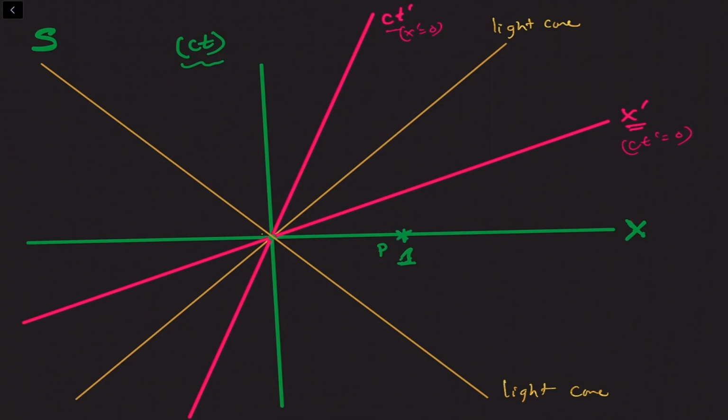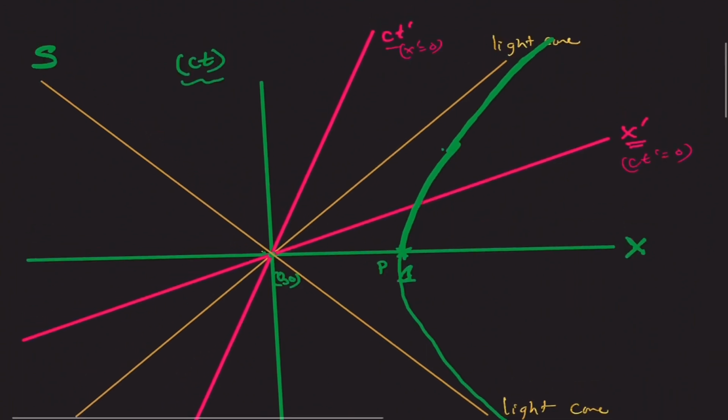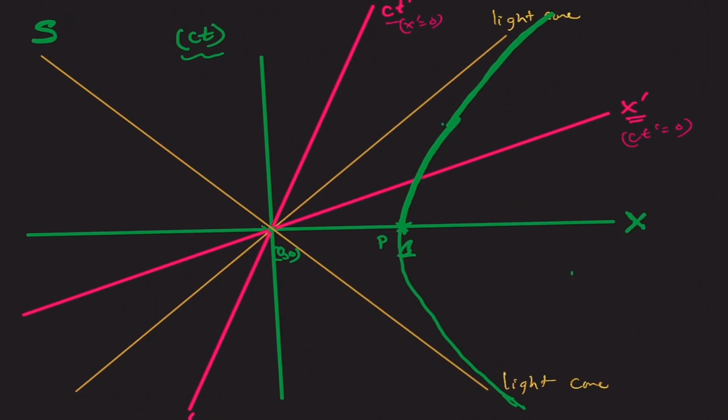Okay, the set of all space-time points with the same distance from the origin would lie on a hyperbola with asymptotes on these light cone axes. So all of these green points on this curve are equidistant from the origin 0, 0. So what that means is all these points, as described by observer 1, that is observer S, have ct square minus x square equal to 1.